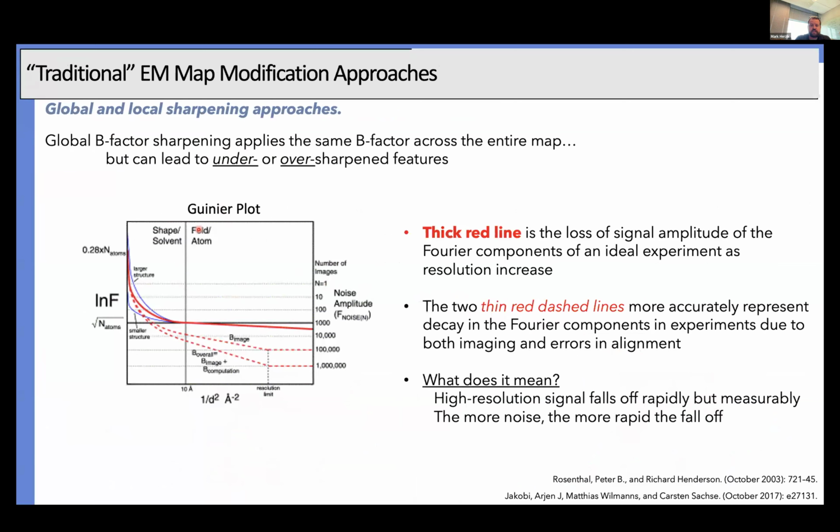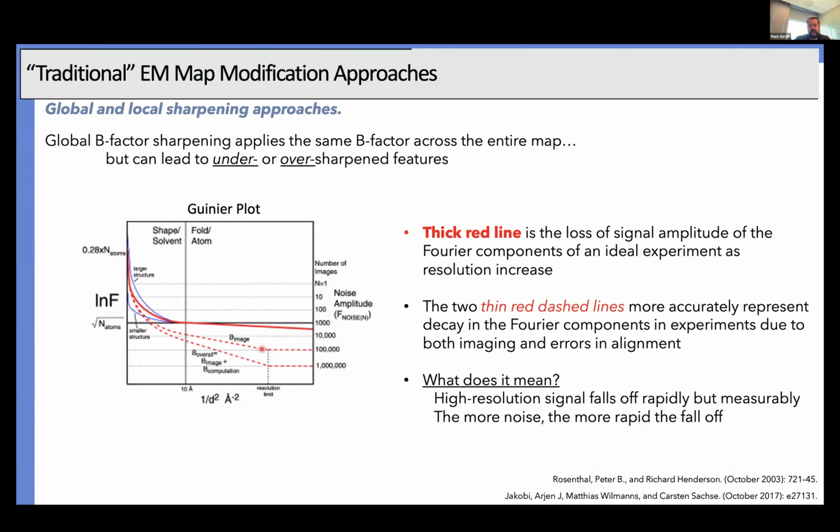Many people have probably seen this as a Guinier plot. This thick red line shown here represents a loss of your signal amplitude across your Fourier components as resolution increases. Resolution is increasing from left to right, and this represents your signal fall off. This thick red line represents perfect signal, a perfect experiment with a very shallow fall off, which means you have great information content as far as ultra high resolution with a limited number of particles that have to be averaged.